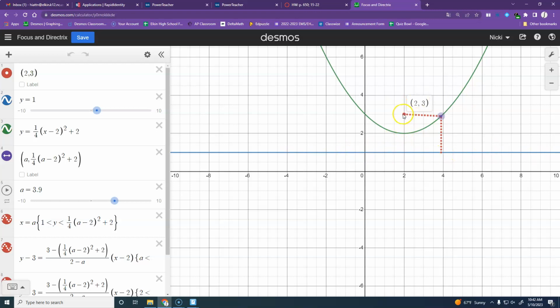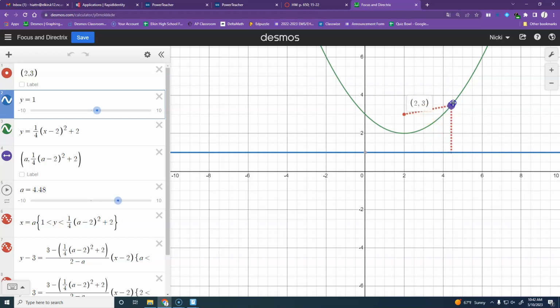So you can see right here we got our point, our focus is at 2, 3, the vertex is at 2, 2, the directrix is down here at 1, so they're 1 unit away from each other. So the parabola is going to be all of the points that are the same distance away from this focus and this directrix. You can see these two little dotted lines right here look like they're about the same length. They should be the same length.